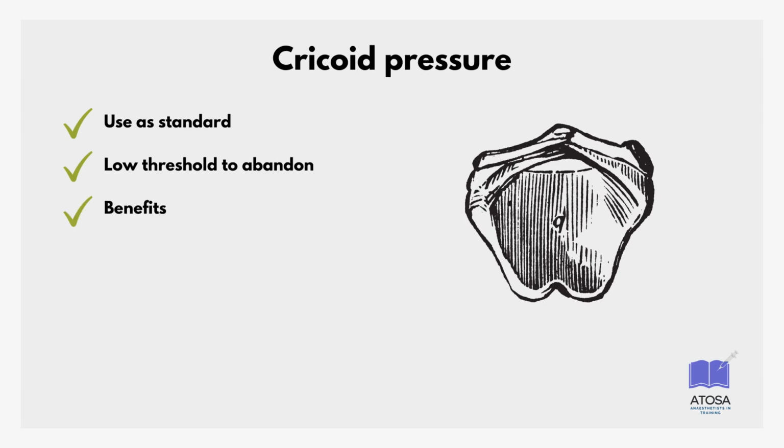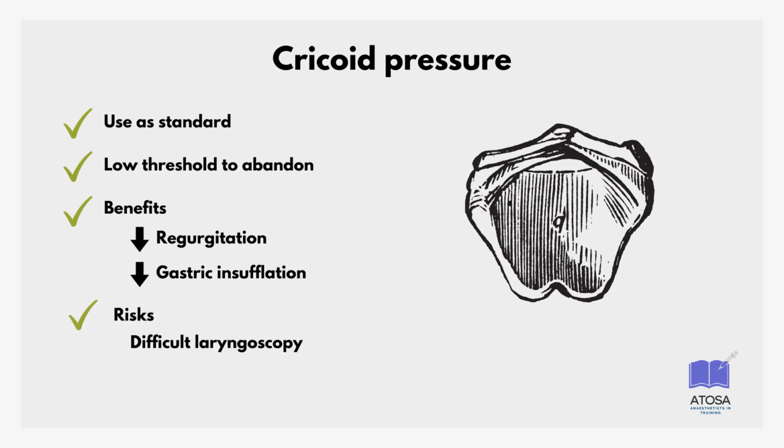The benefit of cricoid pressure is that it theoretically lowers the risk of regurgitation by compressing the cricoid cartilage onto the esophagus and thus lowering the risk of gastric contents entering the airway. There is also less insufflation of the stomach if mask ventilation is used. The risks are a worse view at laryngoscopy, as the anatomy can be distorted by the cricoid pressure, and it can also be more difficult to insert an endotracheal tube or your supraglottic airway.